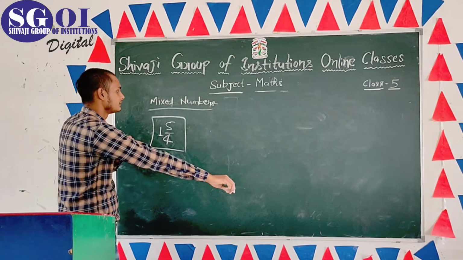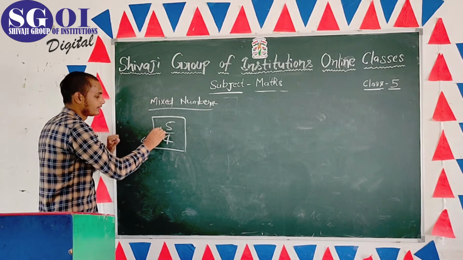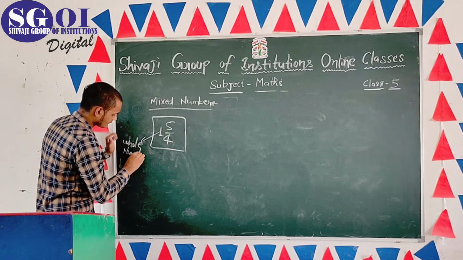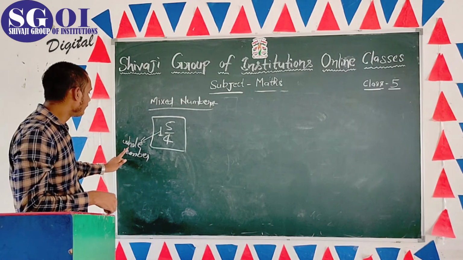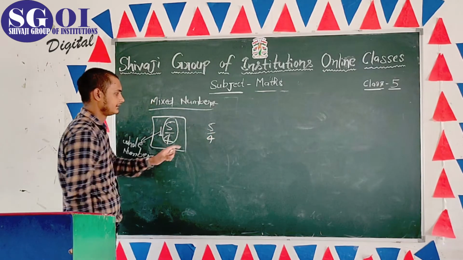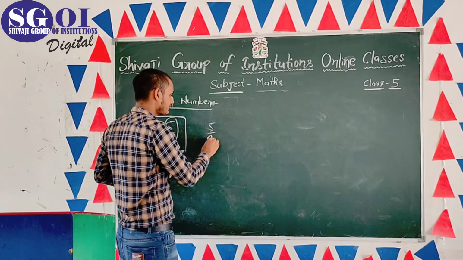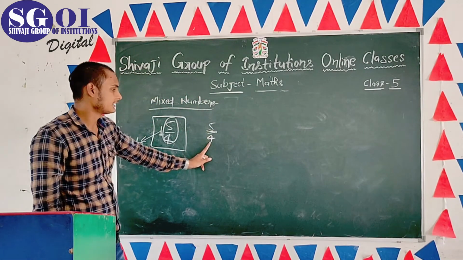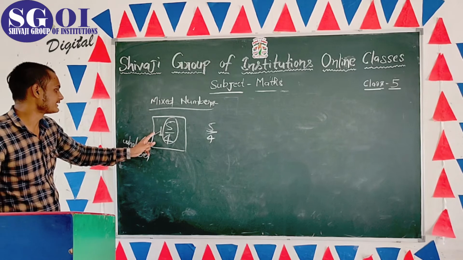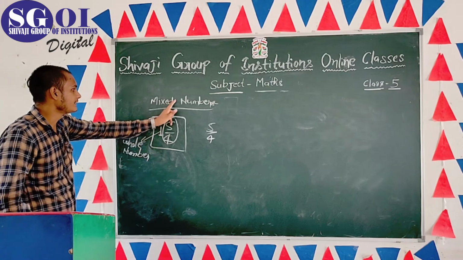Because what are mixed numbers? Mixed numbers are a combination of a whole number. Okay, one is a whole number. The combination of a whole number and a proper fraction. 5 upon 4, is it a proper fraction? No, it's not a proper fraction. It's an improper fraction because the numerator is greater than the denominator. So this is a combination of a whole number and an improper fraction. So this is not a mixed number.